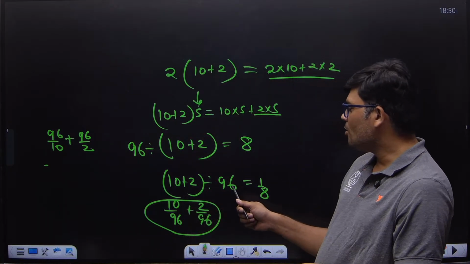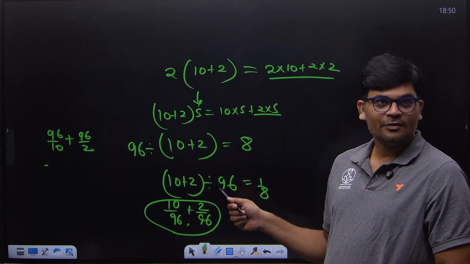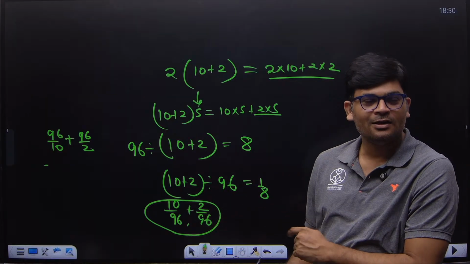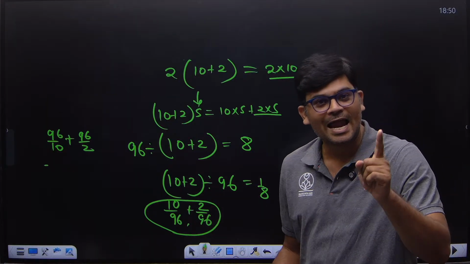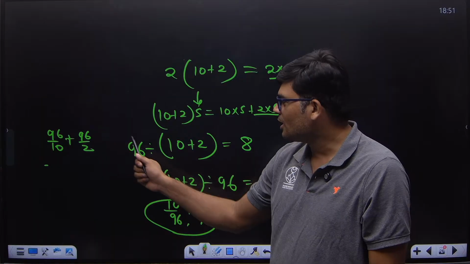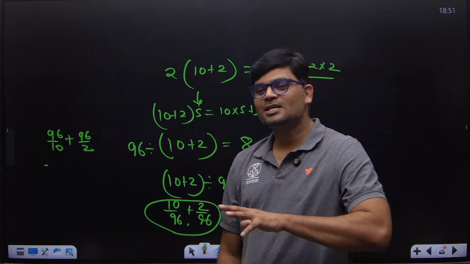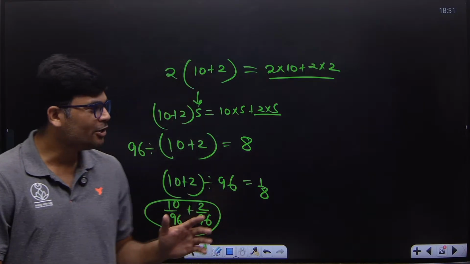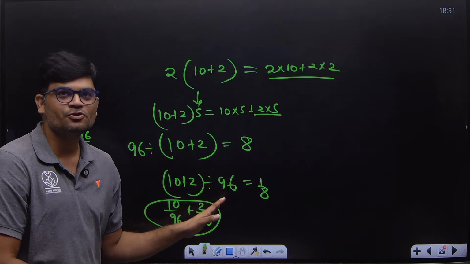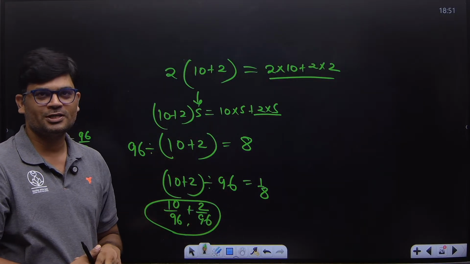But the same denominator can be added. So in the division, if it comes on the right side, we can say the division is right distributive, but it is not left distributive. So it is not about just learning the distributive property, but you have to learn that there is a right distribution and there is a left distribution as well.